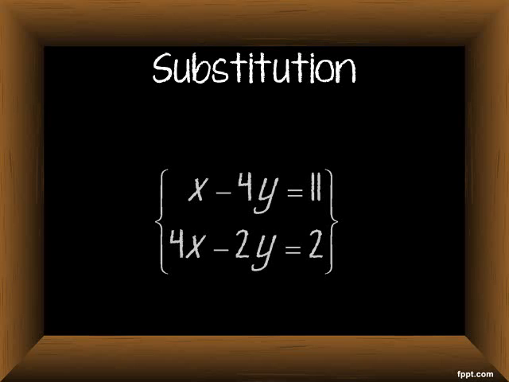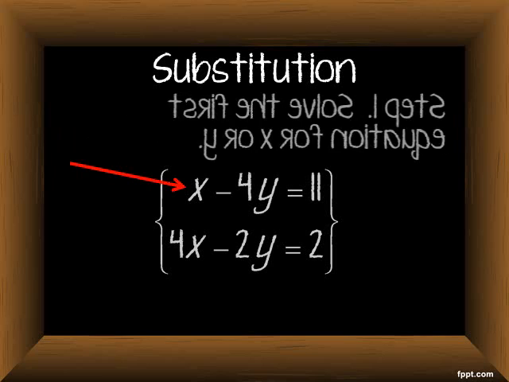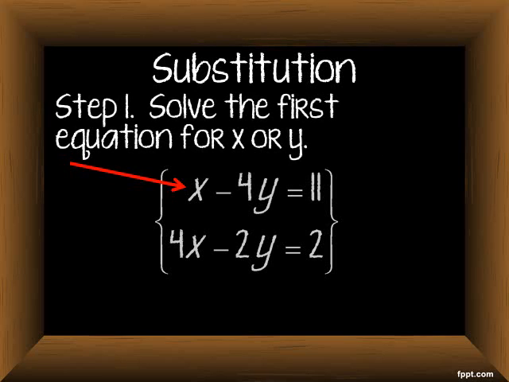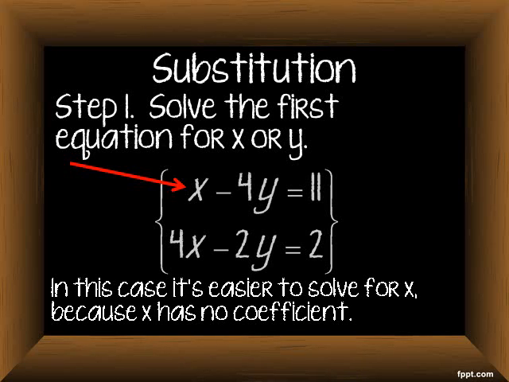x minus 4y equals 11. 4x minus 2y equals 2. The first step is to pick an equation and solve it for either x or y. In this case, I recommend solving for x. The reason being, x doesn't have a coefficient in this first equation.